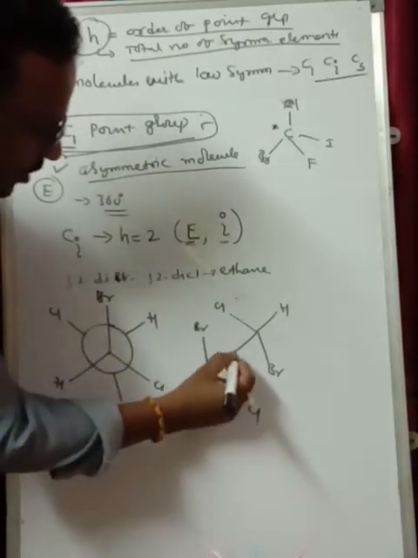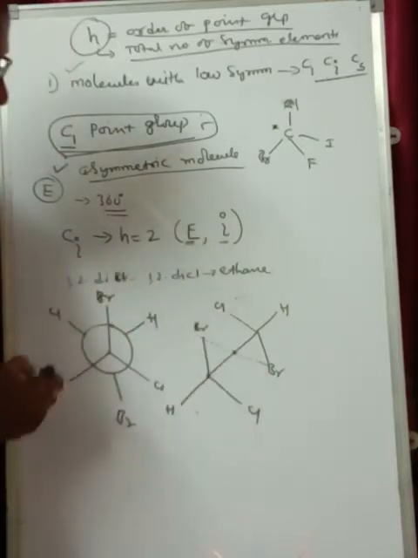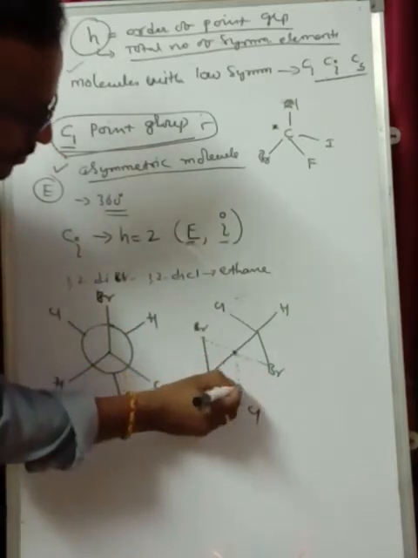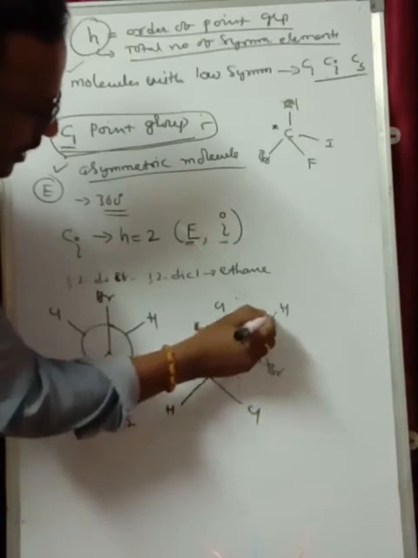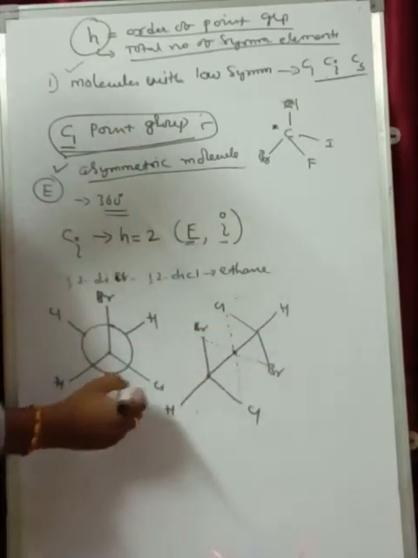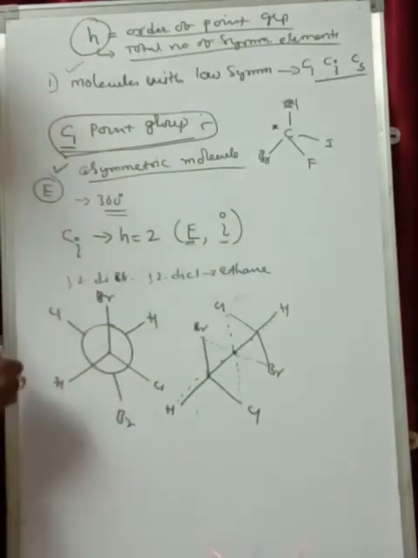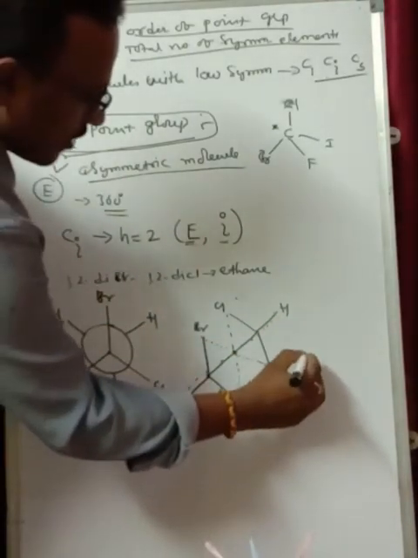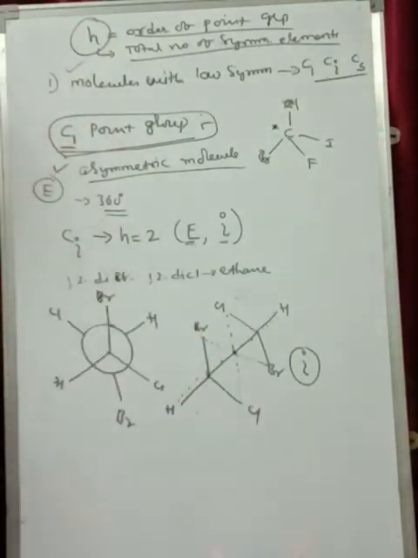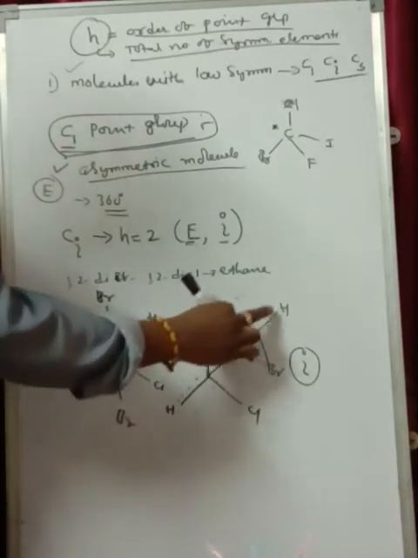Now if you extrapolate to the opposite side at equal distances, bromine is matching with bromine, chlorine with chlorine, and hydrogen with hydrogen. Therefore, this particular molecule has a center of inversion. No other symmetry element is possible in this particular example. Here you can see that this is the Sawhorse view. You can easily understand this is in the Y form.